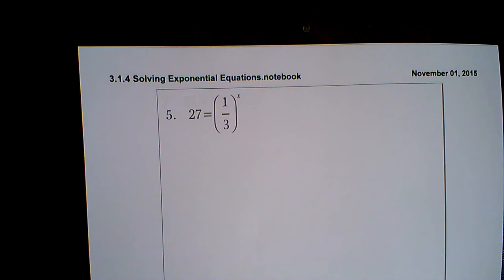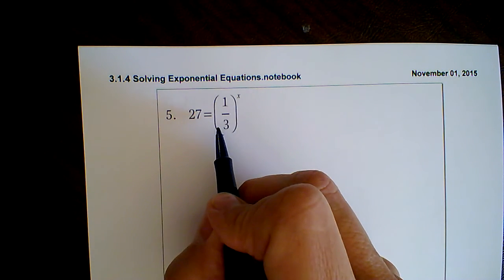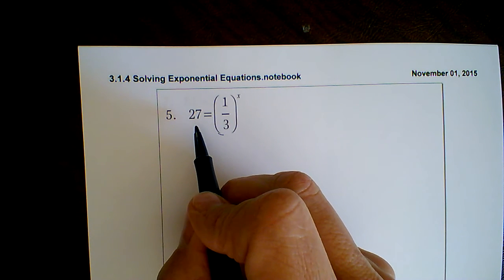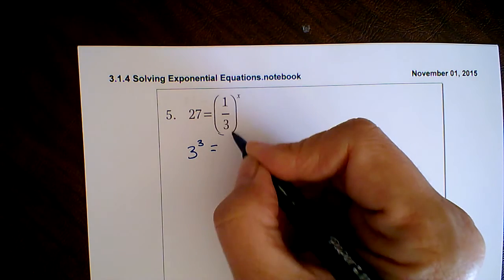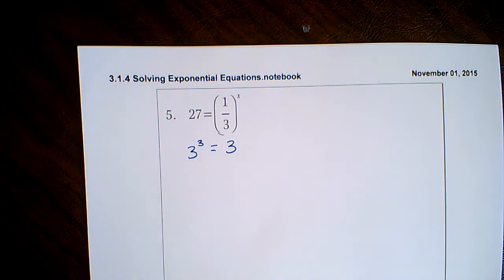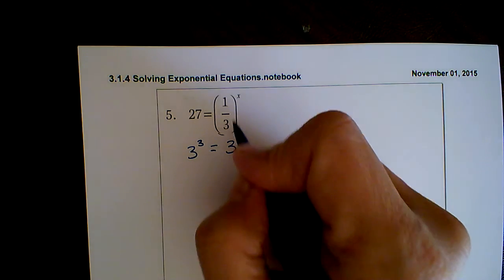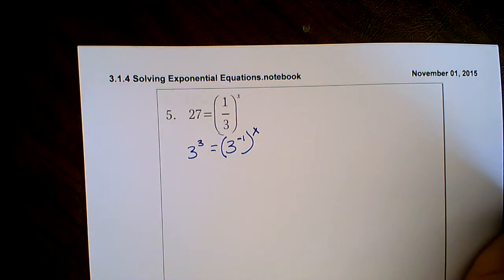All right, number 5. 27 equals 1/3 to the x. So I want to write both of these so that they have a base of 3. 27, 3 squared is 9, times 3 again. 27 is going to be 3 to the 3rd. And in this case, I need to write it so that it has 3 as its base. So if it's 1/3, then I know if I want to find the reciprocal, I could make that a negative exponent. So 1/3 is 3 to the negative 1, and that's being raised to the x.